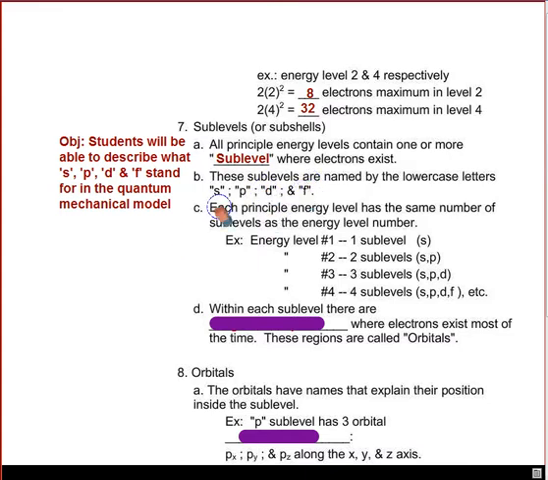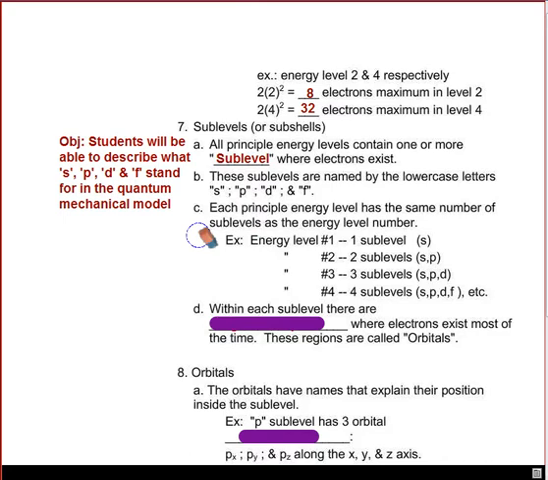I have no idea where these letters come from. I imagine there's some sort of German thing because it was German physicists that figured this stuff out. But I've never learned why they're named S, P, D, and F, and you don't have to know either.